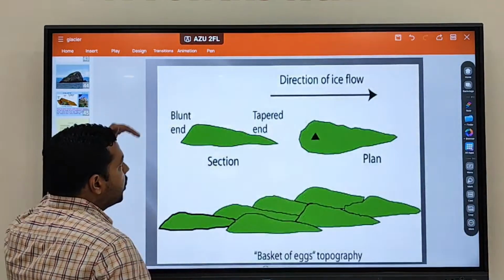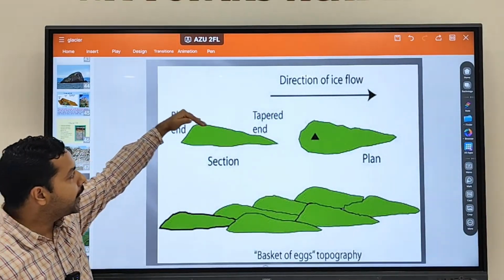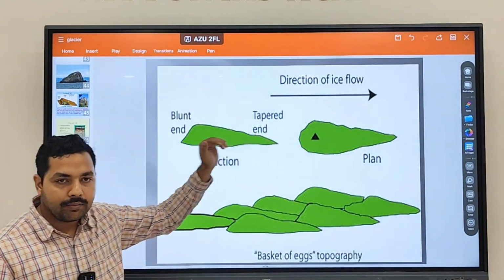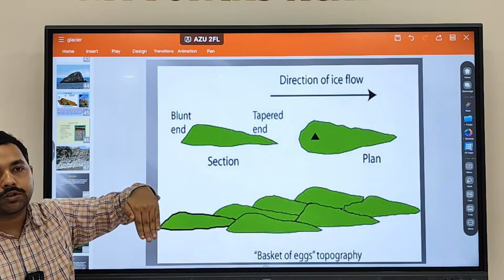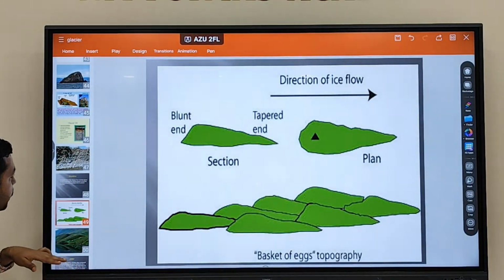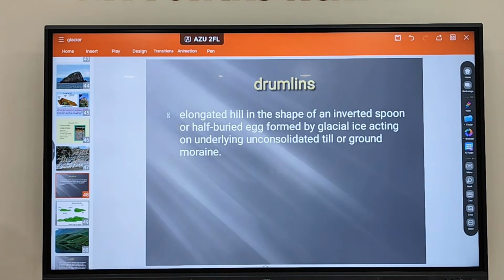Okay, so because ice is moving in this direction, we discussed this part will be more eroded and this part will be more protected. Remember the crag and tail concept we have discussed. So because of that, you'll see inverted spoon shape formation, and this is referred to as drumlins. So that's what is written. It is an elongated hill in the shape of an inverted spoon or half-buried egg, formed by glacial ice.